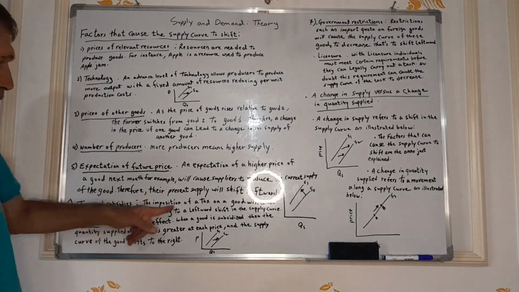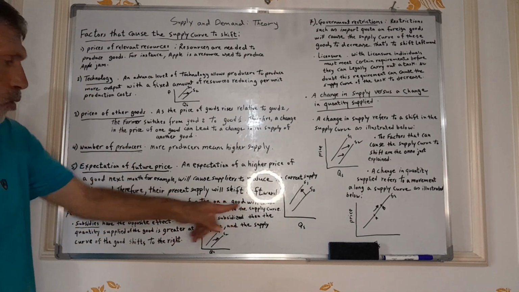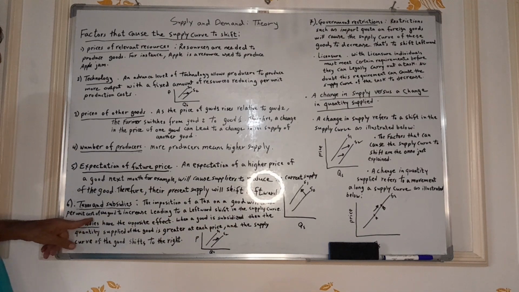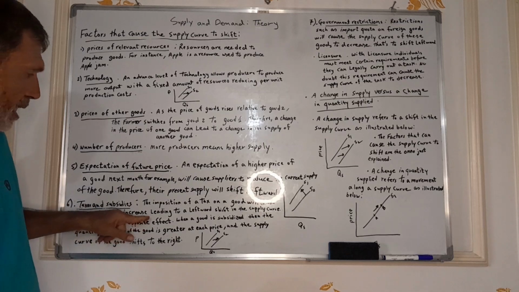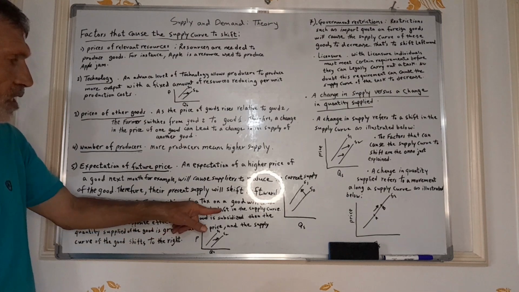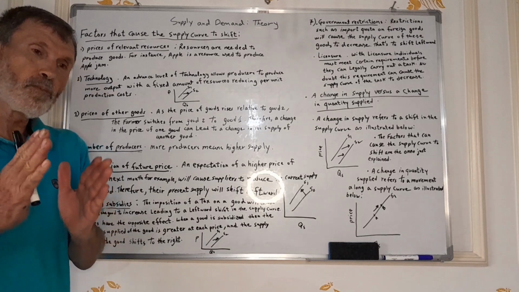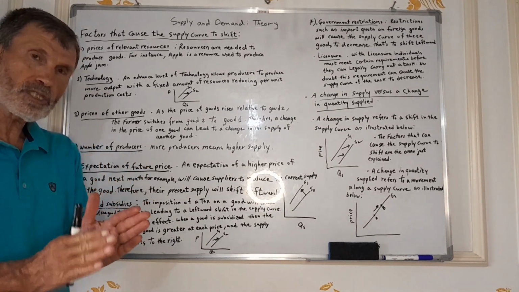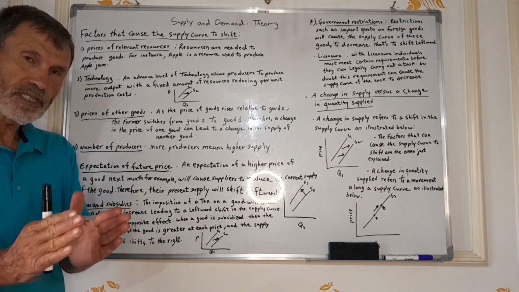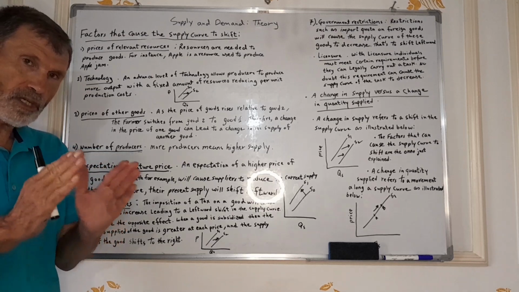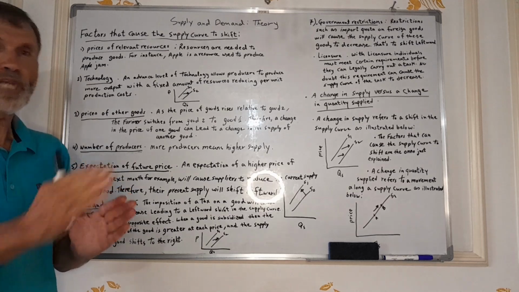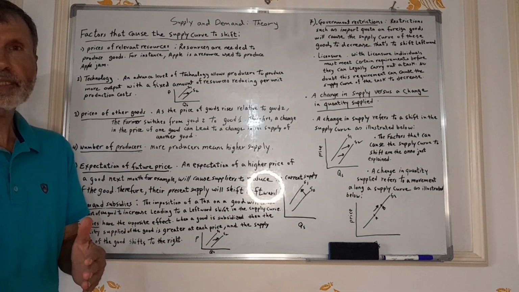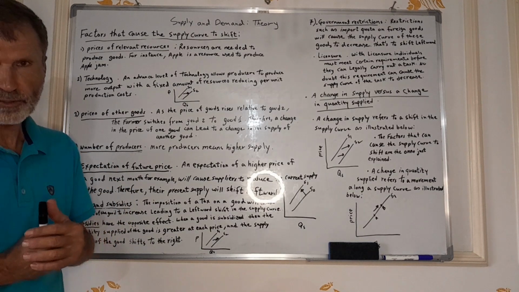Therefore, the imposition of a tax on a good will cause the per unit cost of the good to increase, leading to a leftward shift in the supply curve. The imposition of a tax on a good can cause the supply curve of that good to shift to the left, causing less production of that good.